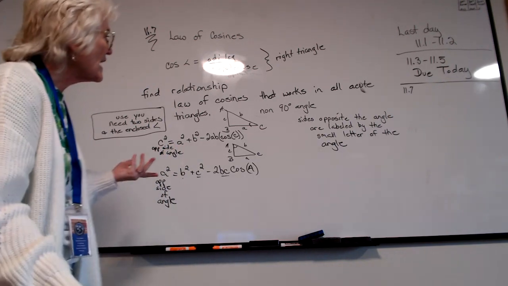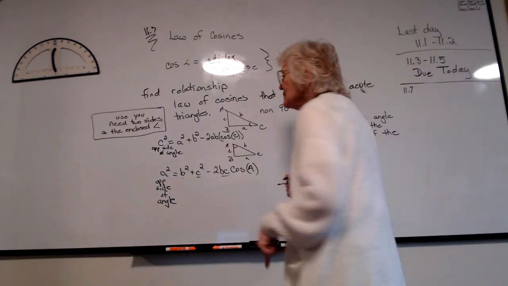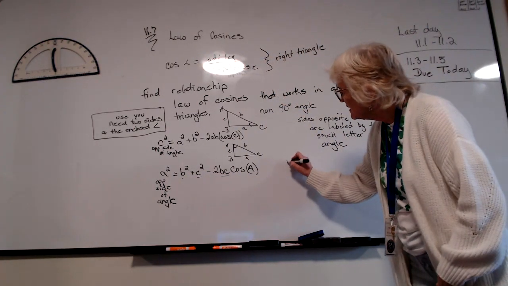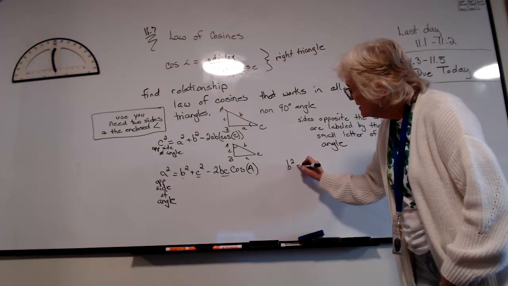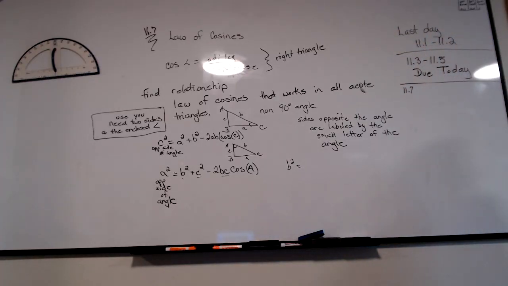Okay, so our last one's going to be very similar. We've done C squared and A squared. The last one is B squared. What would B squared be equal to? What squared plus what squared? Just looking at it.